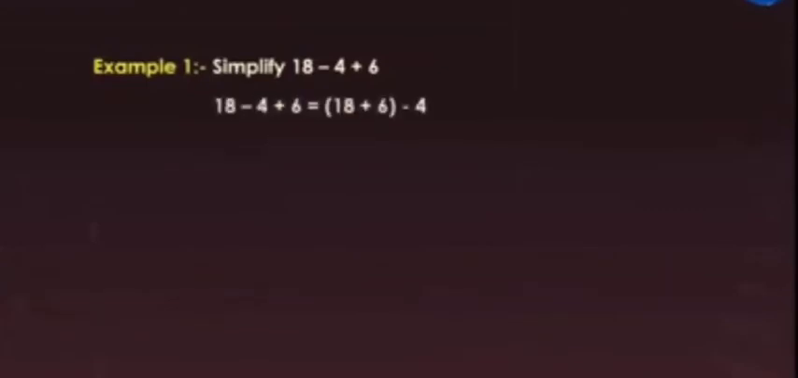Remember children, addition comes before subtraction. Example 1. Simplify 18 minus 4 plus 6. So what will we do? Add first 18 and 6, which is 24. Then subtract 4 to get the required answer, which is 20. Therefore, we can say 18 - 4 + 6 = 20.